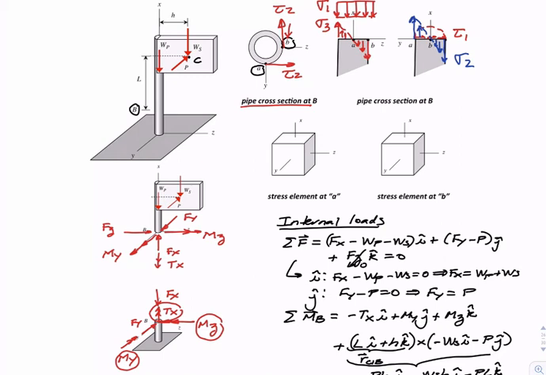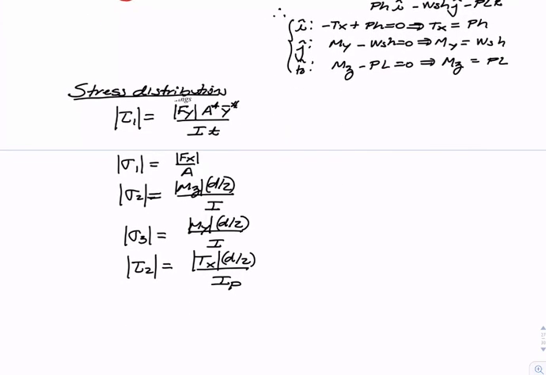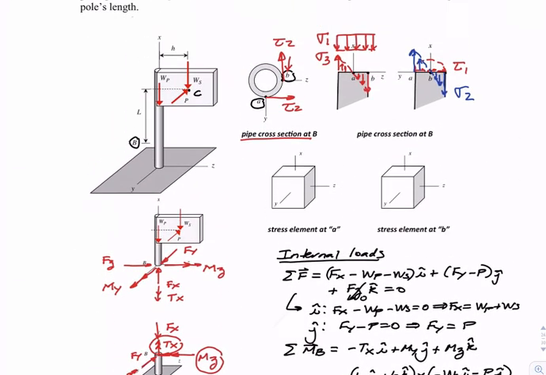So these are our 5 components: tau 1, tau 2, sigma 1, sigma 2, and sigma 3. Our task now is to put these together on our stress element that we have shown there. Our goal is to write down the components of stress, make sure we got them in the right direction on the correct face. So let's focus on A first.